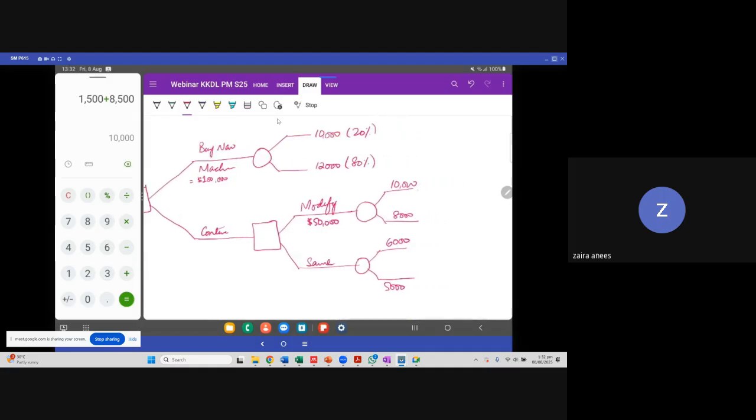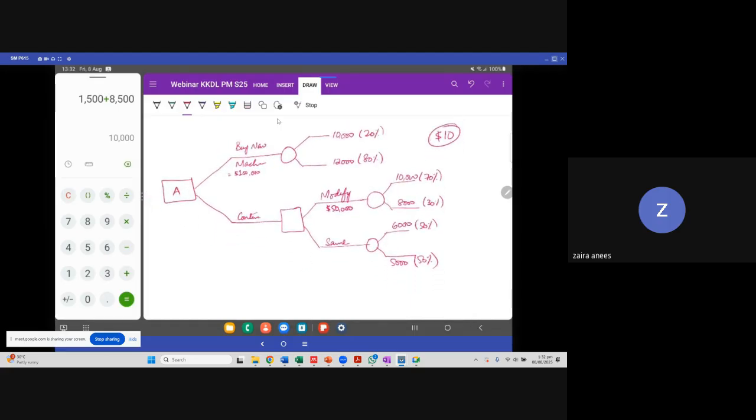And the contribution in all cases is $10, just to make it a bit easier. If we modify, then there are 70% chances that output will be 10,000, 30% chance that output will be 8,000. In this case, there are 50-50% chance, right? So that's basically how we prepare the decision tree, right? We read the situation, we understand what we are supposed to do, and we make the branches, right?